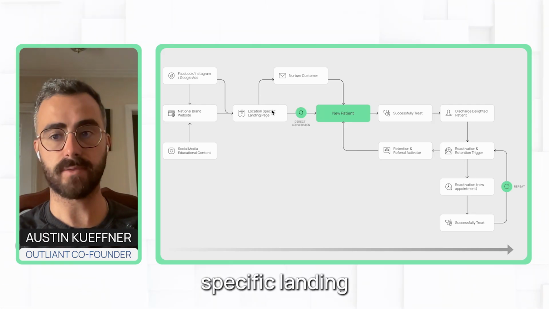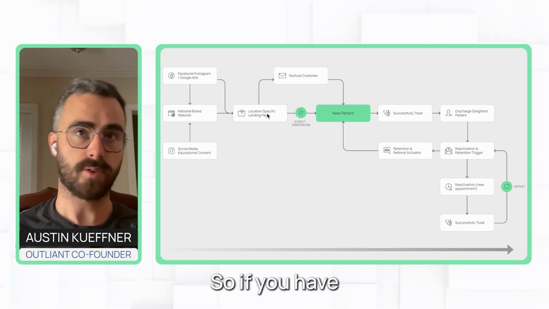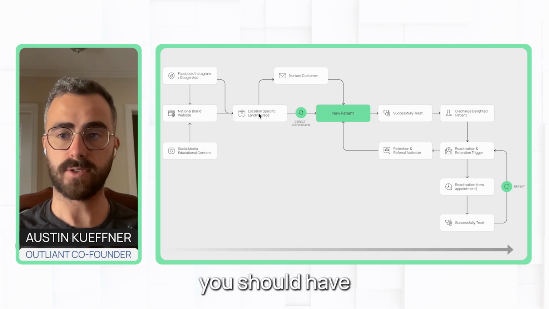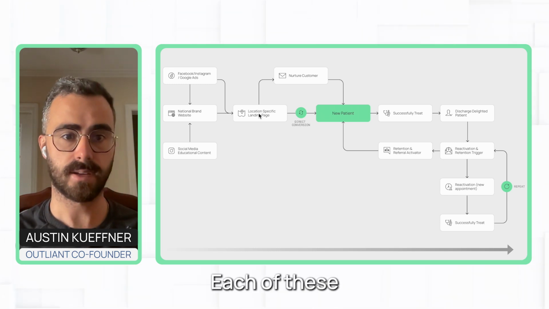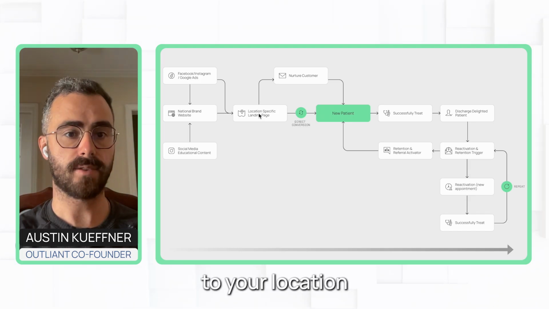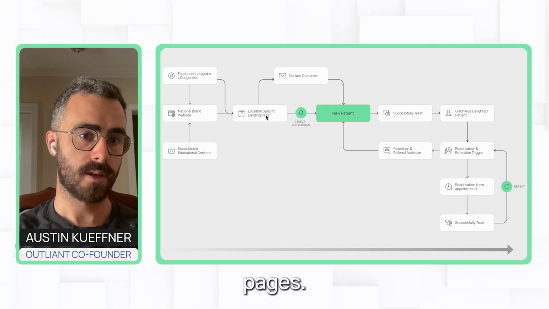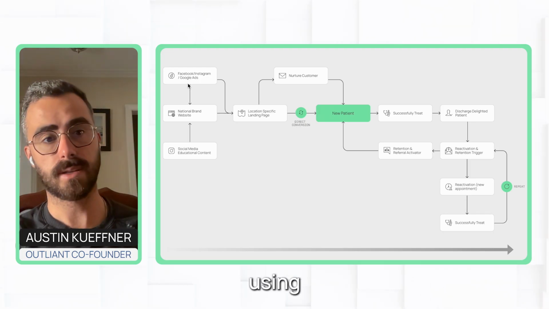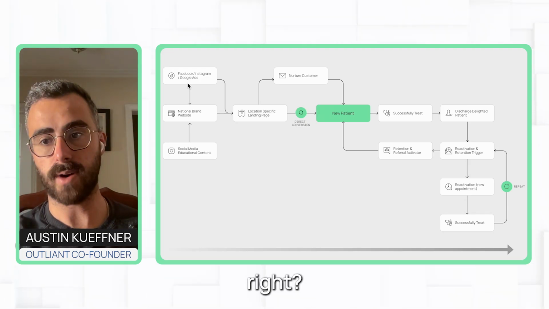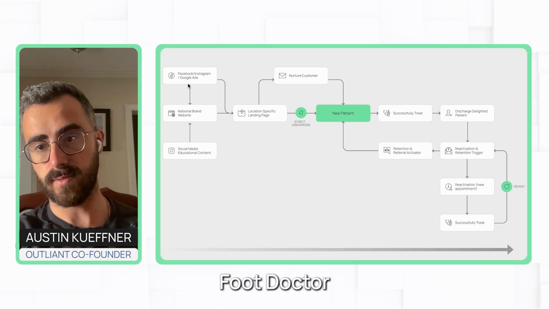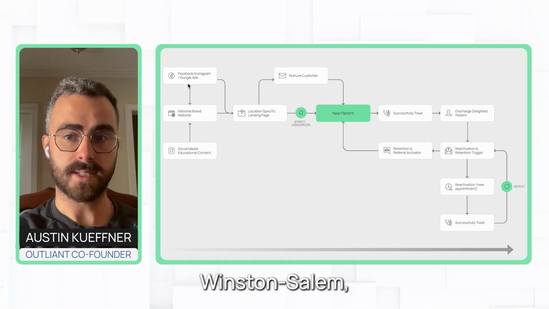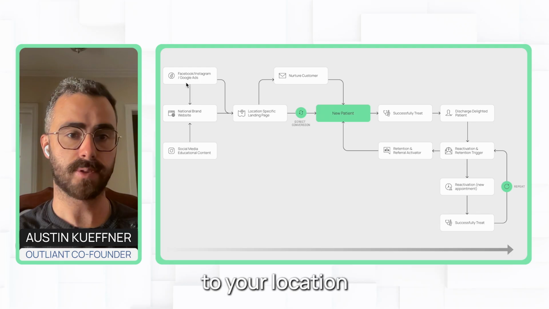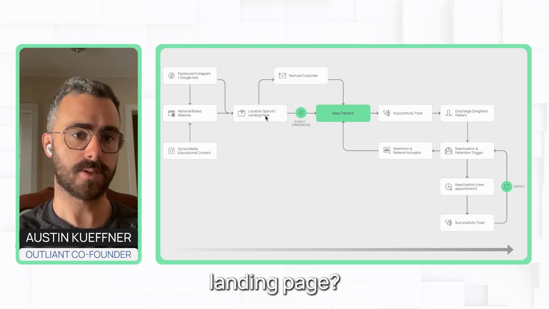You also want to run Google ads, Facebook ads, Instagram ads, ads across all platforms to your location specific landing pages, right? So if you have 30 locations, in these ad platforms, you should have 30 campaigns, each of these bringing people directly to your location specific landing pages. The platform that I see most medical practices using is most certainly Google, right? Somebody's typing in foot doctor, Winston-Salem, North Carolina. You want to have a Google ad in place that brings people to your location specific landing page.